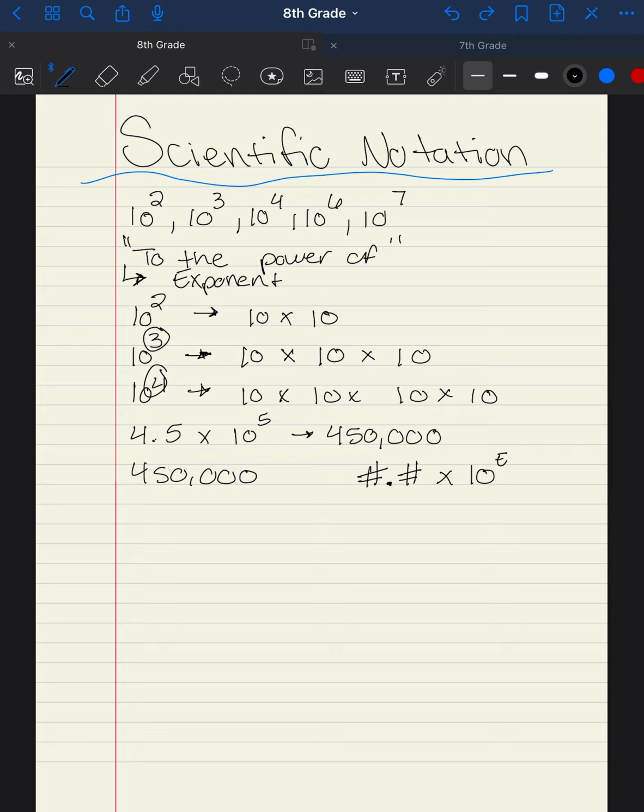Okay. With that being said, I am going to move my decimal. At the back of every whole number is a decimal. So, do you see a decimal here? No, I see a comma.